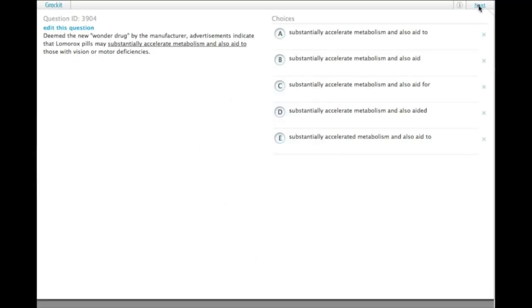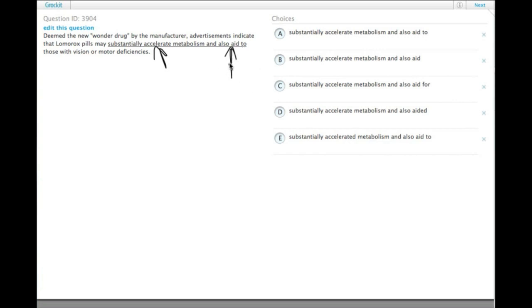Deemed the new wonder drug by the manufacturer, advertisements indicate that Lomarox pills may substantially accelerate metabolism and also aid to those with vision or motor deficiencies. So we have two different verbs here. It will do two things, accelerate and aid. And aid to, you use aid to when you're talking about he gave aid to somebody. The to is going with the give rather than the aid.